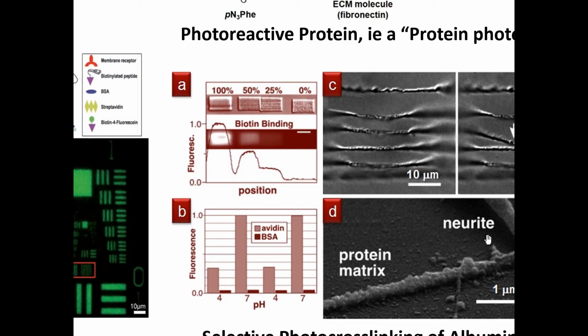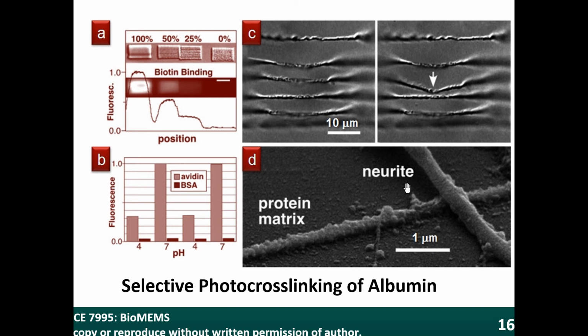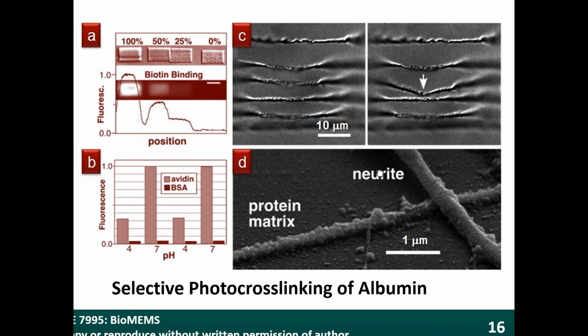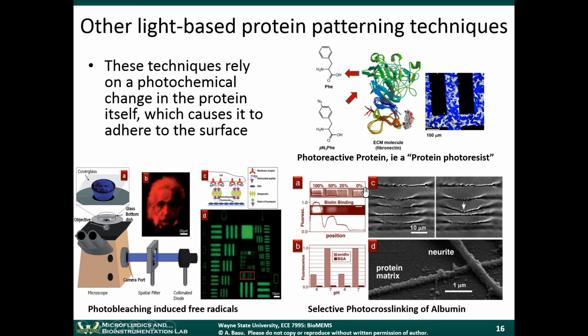And the last example here is a selective cross-linking of albumin. This was basically showing that even a protein like albumin, if you illuminate it with certain wavelengths of light, will cross-link and attach. It'll attach biomolecules to it. And in this case, they use that for neuronal cell culture to pattern where neurons will attach. Okay, so all these techniques, instead of relying on photoresist, are relying on direct patterning of biomolecules themselves without the use of photoresist.